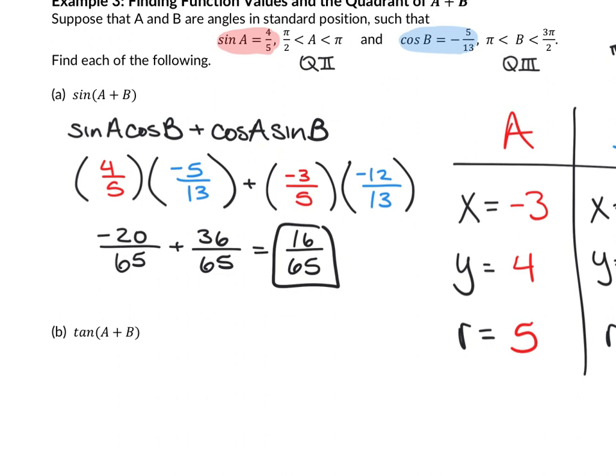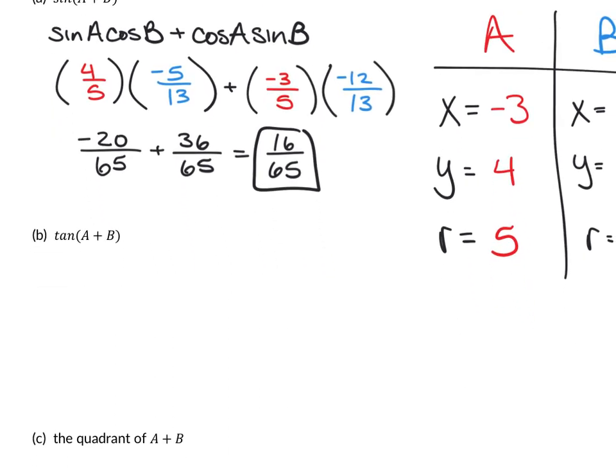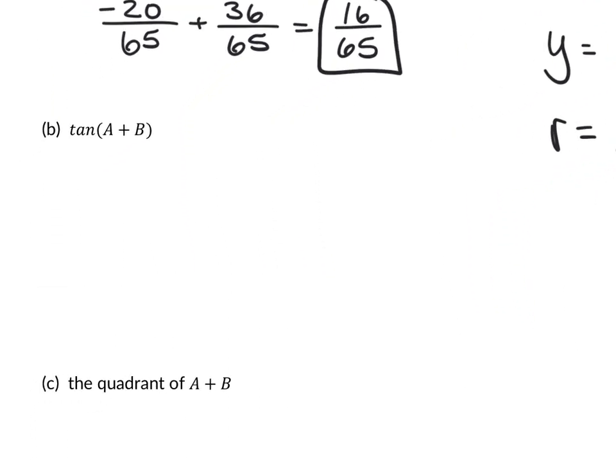Now, using the same sidebar, we've already found x, y, and r for both angle A and angle B. Can we do the tangent? And by we, I mean I'm still going to do it with you. Okay, let's fill out the tangent formula, but I'll go slowly. For tangent, it would be tangent of A, and then what symbol? Plus the tangent of B divided by 1 minus tangent of A times tangent of B.